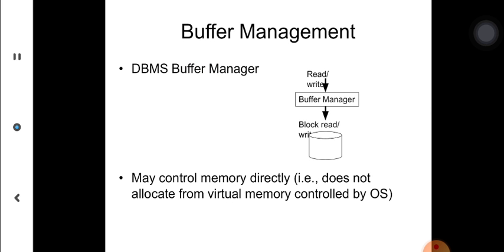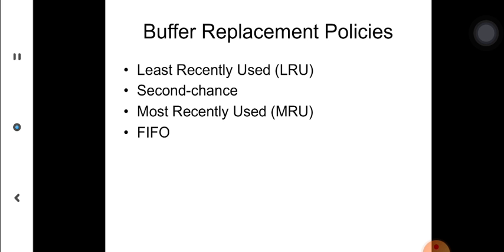So these are buffer management issues. DBMS buffer management is very important, because you're talking about reading a high amount of data in and out from the disk. It may control the memory directly, and these are buffer replacement policies. You have least recently used, LRU, where some data you are not using very often. So these are LRU, second chance, most recently used, and FIFO.